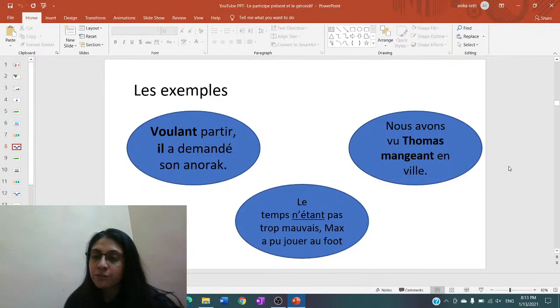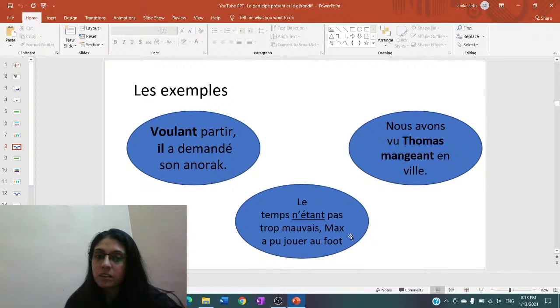So if we don't use the present participle, we can say nous avons vu Thomas qui mange en ville. So the relative pronoun qui we have replaced with the present participle. Right?